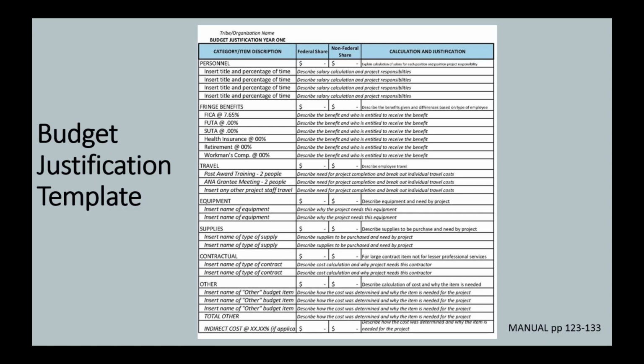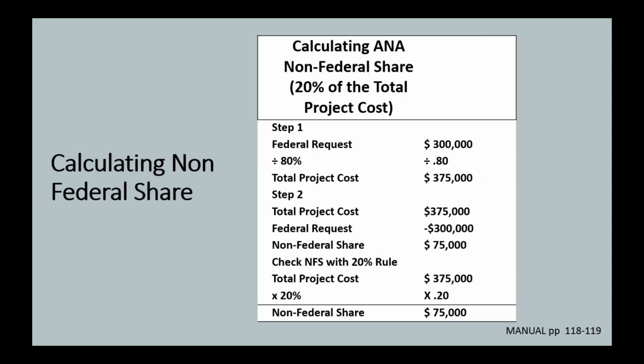So what you can do, and why don't I just switch to the slide here? Calculating the non-federal share has always been quite a challenge for people, but basically you're going to multiply the total project costs, and say the amount is $375,000. You're going to multiply that by 0.2 and you're going to get $75,000, and that is what is required for your non-federal share. And you can see the calculation on the bottom of the screen in the chart.